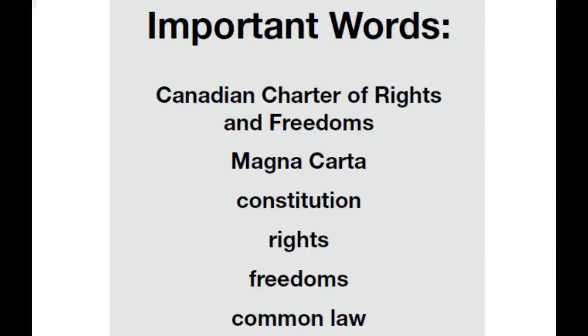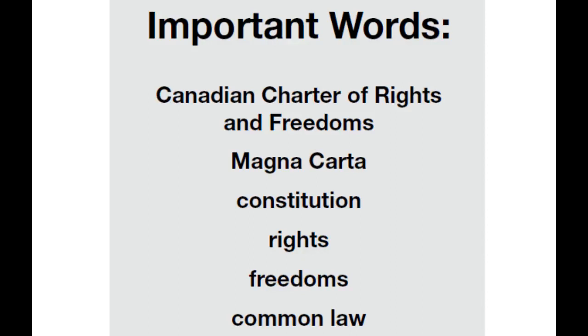Canadian Charter of Rights and Freedoms. That's a new document that was added in about 1982. Magna Carta, an old document guaranteeing law, the rule of law. The Constitution is a document that outlines what a country believes and how they will operate. Rights, the things that we are allowed to do. Freedoms, the free movement that we have.